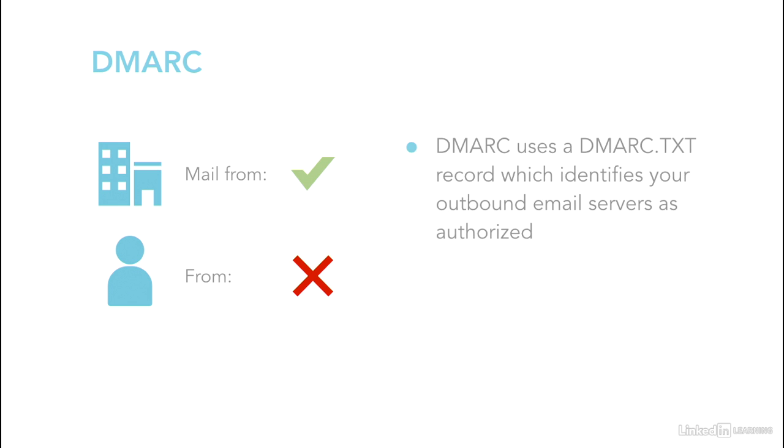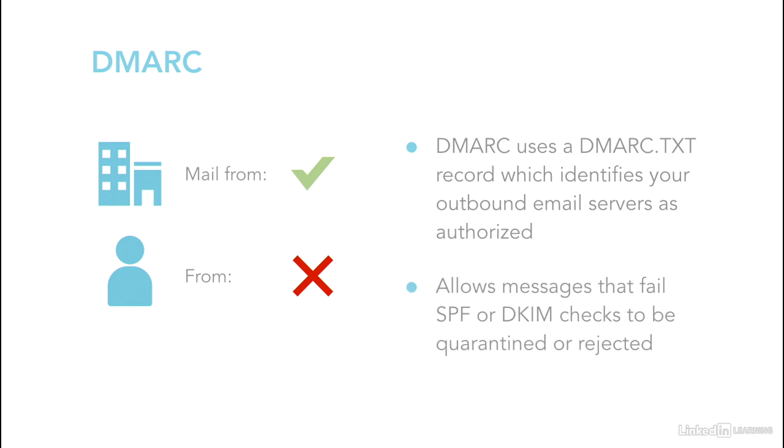When you implement DMARC, you will use a dmarc.txt record for your domain, and this identifies your outbound email servers as authorized. DMARC performs a check against the from address. DMARC also helps with what to do with messages that have been sent from your domain that fail SPF or DKIM checks. These can be do nothing, quarantine, or reject.